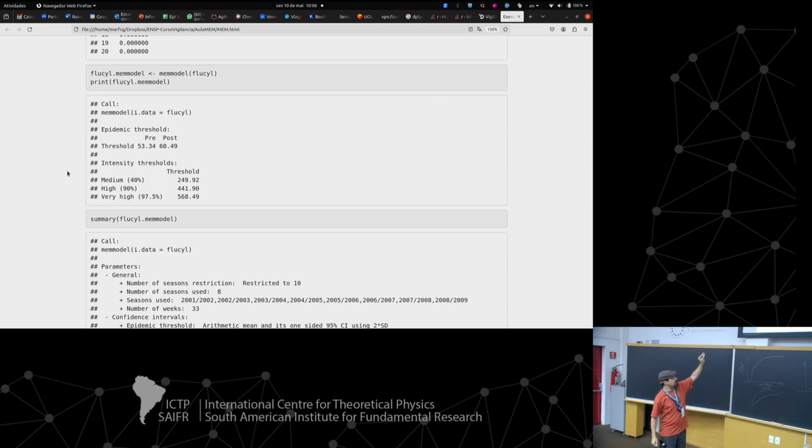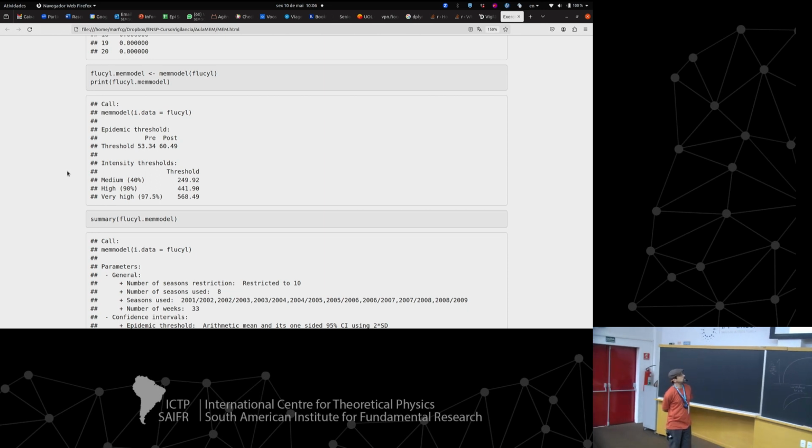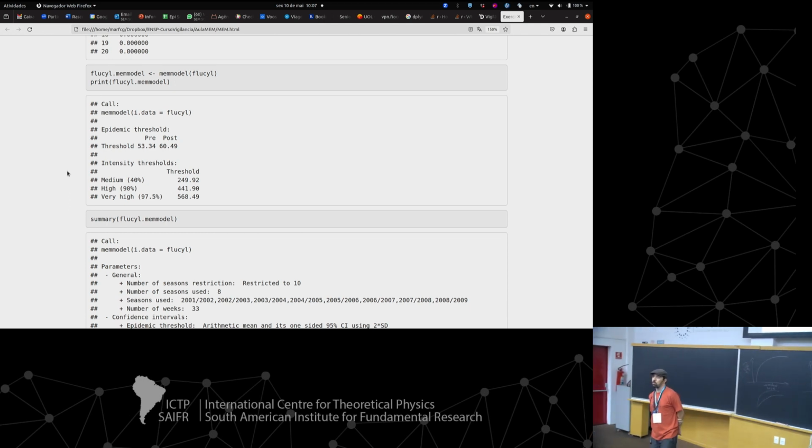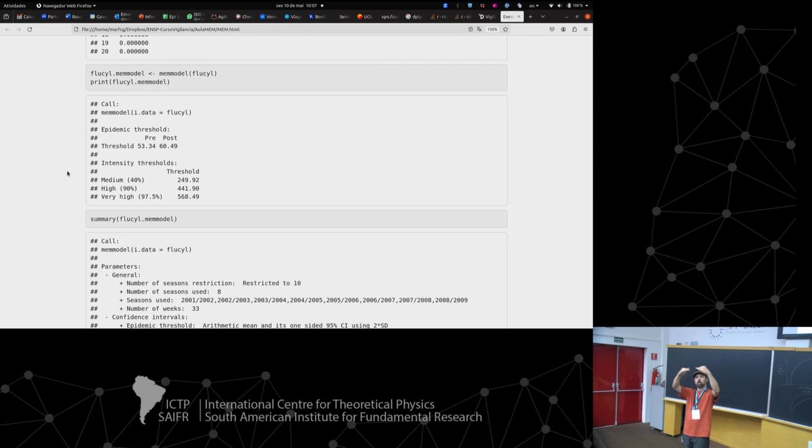Okay? So by default, it defines a medium intensity threshold corresponding to the 40th percentile of that distribution. So it will separate what is below: at that value, I have 40% of all my observations being below that, and 60% of my observations being above that. Okay, so it's a reference to what is more or less within expected for any given week. Okay?